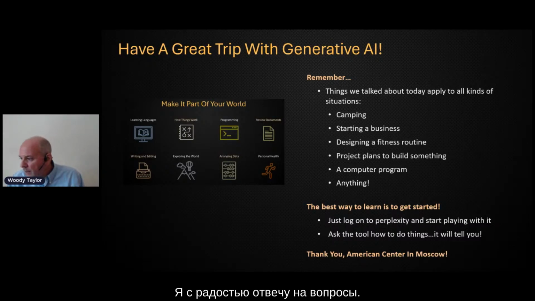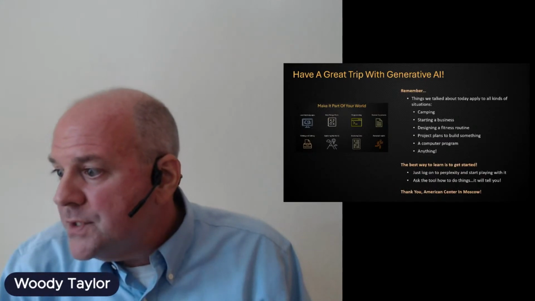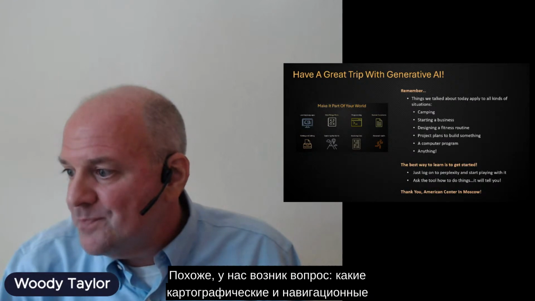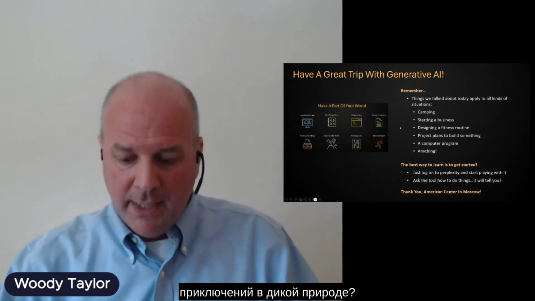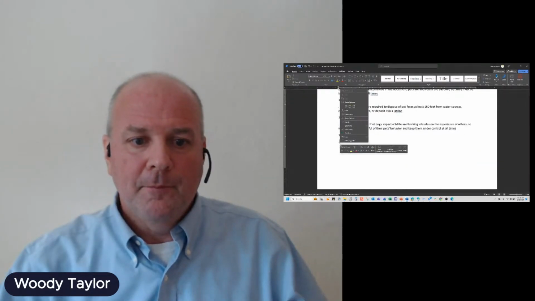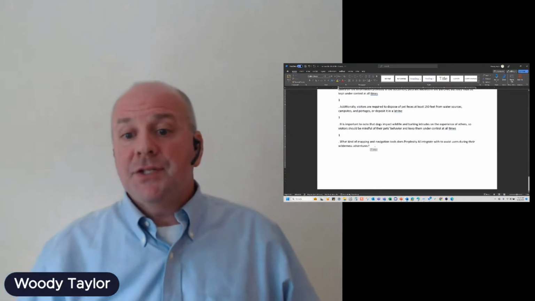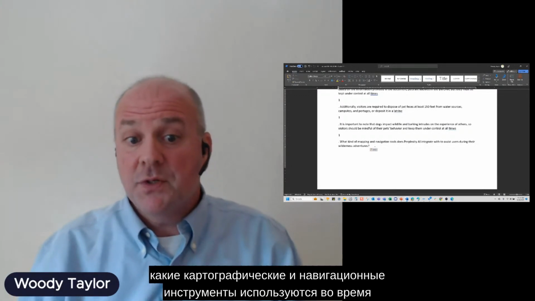And it looks like we've got a question. What kind of mapping and navigation tools does Perplexity AI integrate with to assist users during their wilderness adventures? So let me put that up there real quick, because I think last time some of these questions were kind of dense. Okay, so question 1.